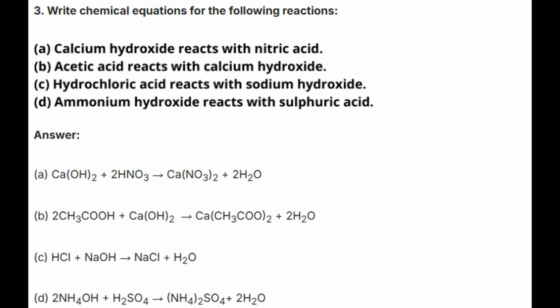Answer. First, Ca(OH)2 plus 2HNO3 gives Ca(NO3)2 plus 2H2O. Second, 2CH3COOH plus Ca(OH)2 gives Ca(CH3COO)2 plus 2H2O. Third, HCl plus NaOH gives NaCl plus H2O. Fourth, 2NH4OH plus H2SO4 gives (NH4)2SO4 plus 2H2O.